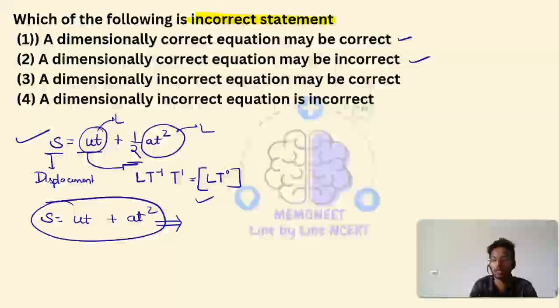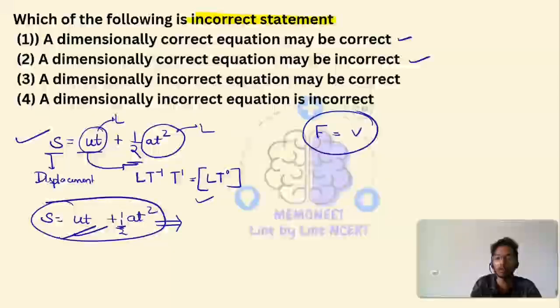This is also correct because this statement is dimensionally correct, but it is incorrect. Why? The half at square is not written here. Then a dimensionally incorrect equation may be correct. How can this be possible, because we can't equate force with velocity? So we cannot equate force with velocity.